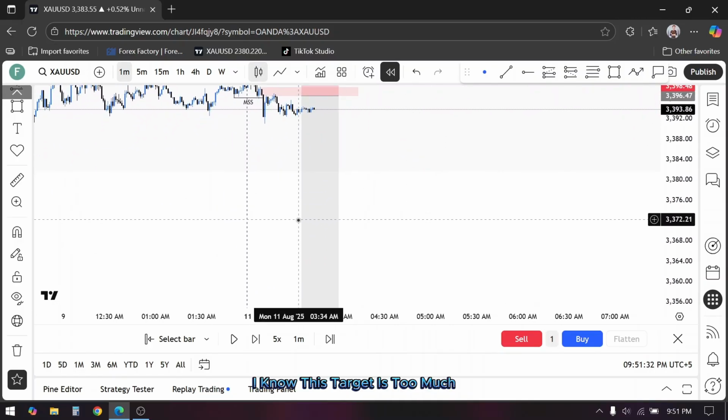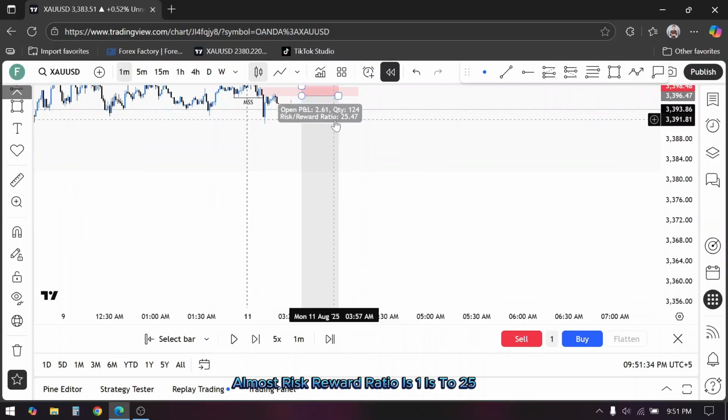I know this target is too much. Almost the risk reward ratio is 1 to 25. But if your bias is clear, if you know where the market is going, you can catch a very high target.